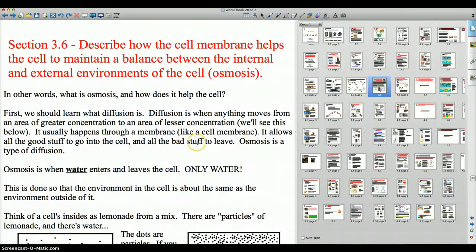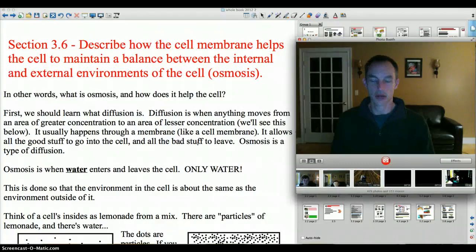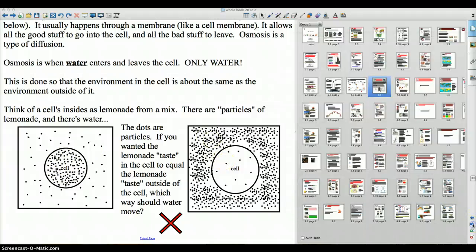Osmosis is a special type of diffusion where only water is allowed to go through a membrane. Water always goes from greater concentration to lesser concentration. So wherever water is less concentrated, that's where it will go. Where there's more stuff, there's less concentration. So water will go in this situation, and it will go out in the next situation.